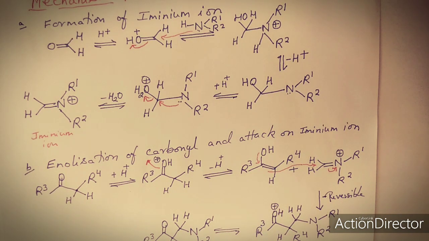So we get this, and once we have got this, we know it can easily be converted into the carbonyl by elimination of this H positive, so that we get R3CO CH R4 CH2 NR1R2. In other words, what have we got? We have got alpha beta. Beta amino carbonyl compound is the product which is formed as a result of this Mannich reaction.